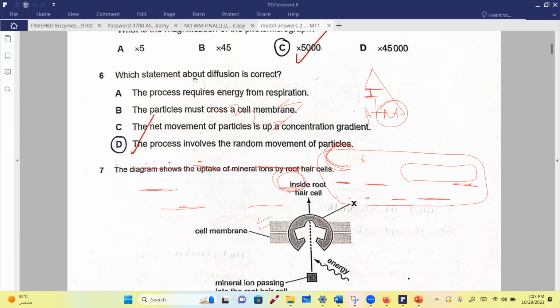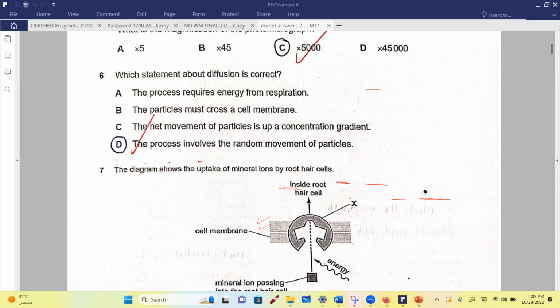The remaining questions, I think they were very obvious. Which statement about diffusion is correct? Some of you answered C because you did not read the question. This is not talking about active transport. It is talking about diffusion. A lot of you said it's the net movement of particles up a concentration gradient. This is active transport, and the question is asking about diffusion, so you need to read the question carefully.